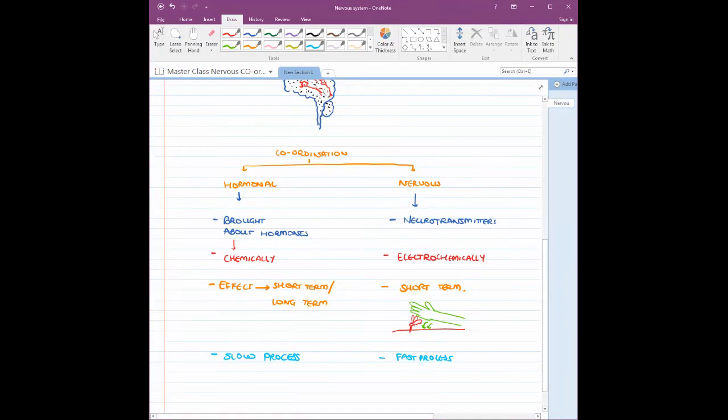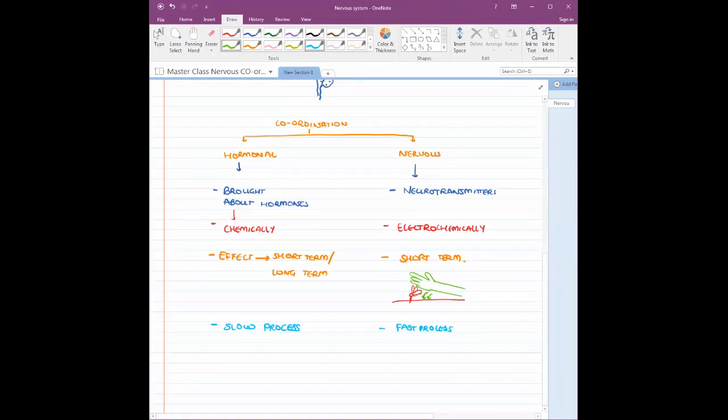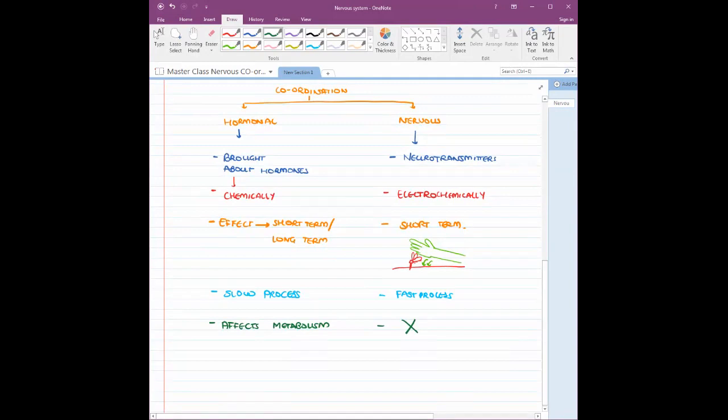This is a fast process. Okay. Next thing, guys, when we talk about your hormonal coordination, it can affect metabolism. It affects metabolism of the body, because we have different hormones. We have thyroxine. Thyroxine is necessary for your metabolism. But then, is nervous coordination going to affect metabolism? No, it cannot affect the metabolism at all.